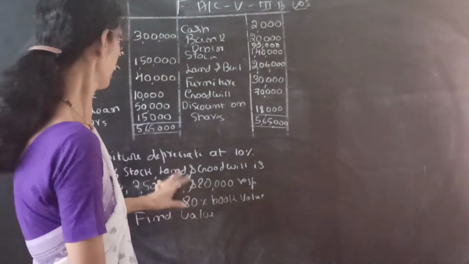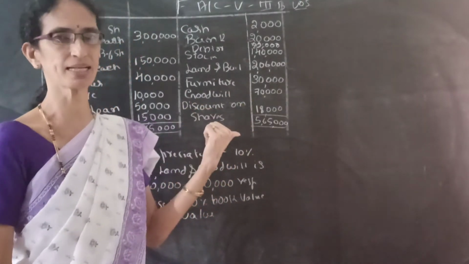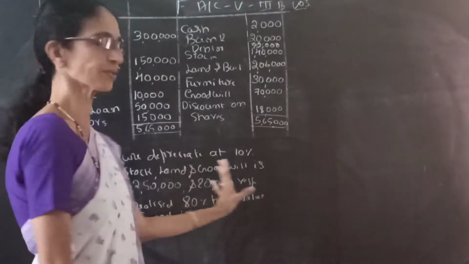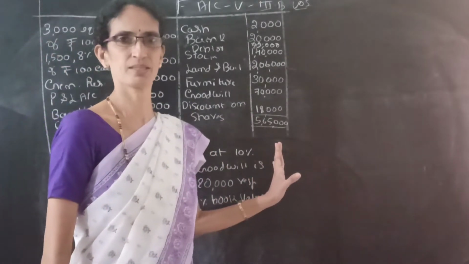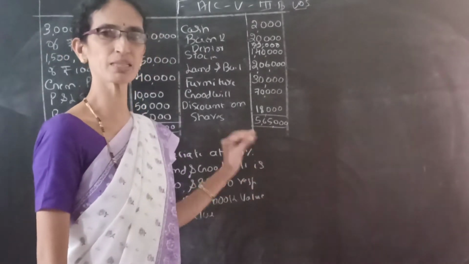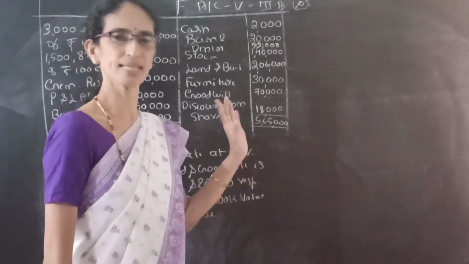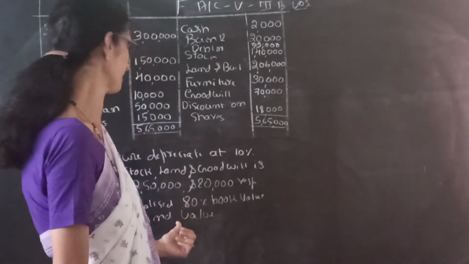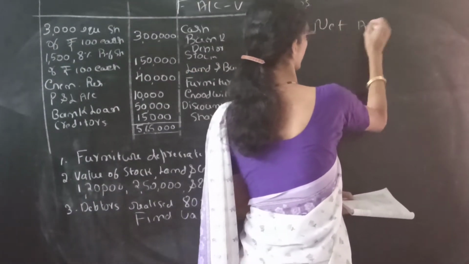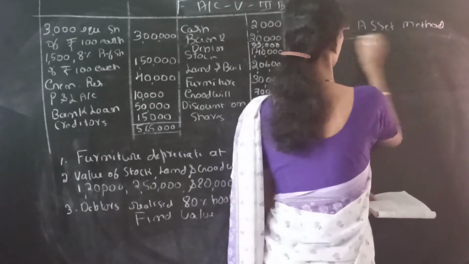Here we have two methods to find out the value of shares. One is the yield method, the other one is the net asset method. In this problem, the market value of the asset is given. There is no value of profit. Profit is not given, average profit is not given. Only the market value of the asset is given. That means we have to find the value of shares under the net asset method. We have to adopt the net asset method.